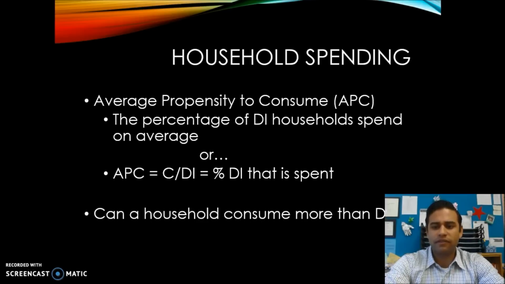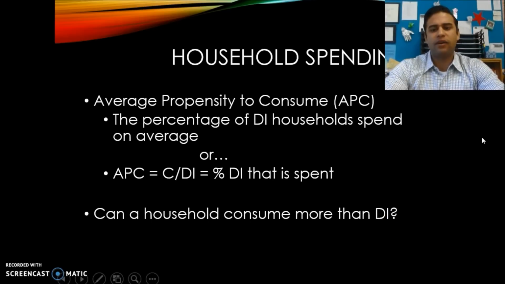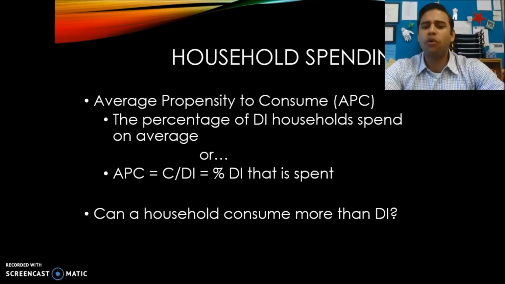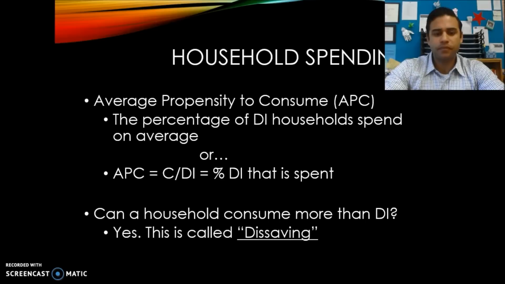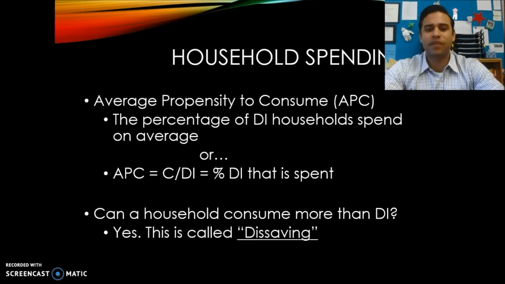So what if I were to say a household spent more than they actually earned? Is that possible? Can a household consume more than its disposable income? Like if you made $100,000 this year, could you spend $110,000? Well, yes, you can. You could take out a line of credit. You could dip into savings that you already have and spend more than you made. And there's a word for this, and that word is dis-saving. Dis-saving is spending more than your income. So we've learned a new term on this slide, average propensity to consume.